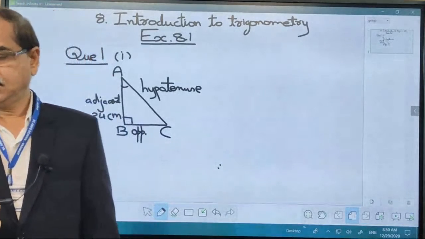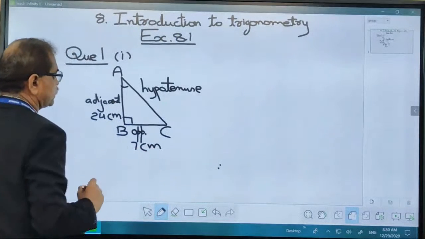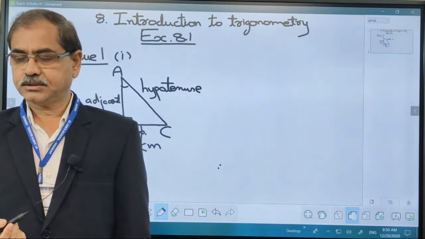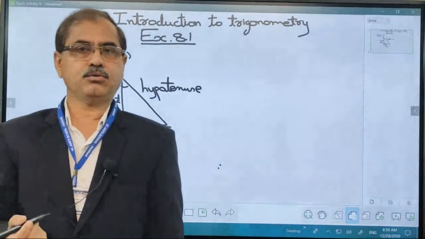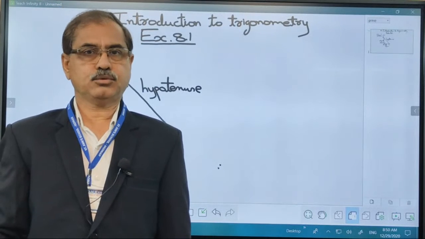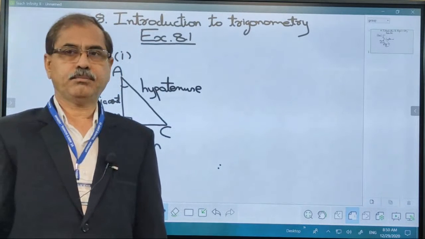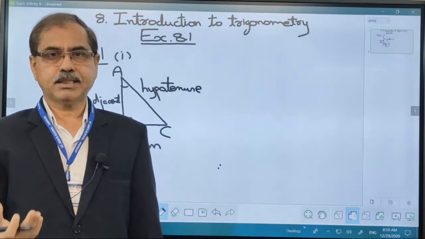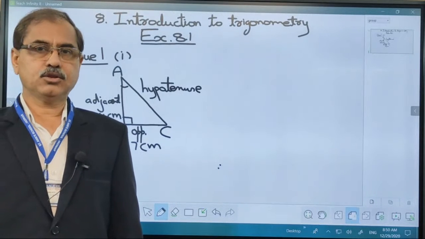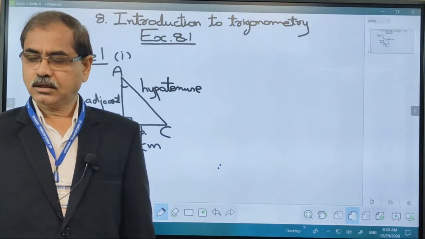Length of side BC is given to us, 7 centimeter, and we don't know the length of the side AC, that is the hypotenuse. But if you want to find out the values of the trigonometric ratios, we must know the length of all the three sides of the triangle. Then what is to be done? Very simple. We know very well the Pythagoras theorem. So with the help of the Pythagoras theorem, we will first calculate the length of the side AC. And once we get the length of the side AC, then easily all the trigonometric ratios can be calculated.